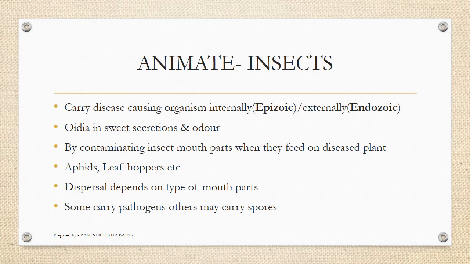And the dispersal by the insects will also depend upon the type of mouth parts they have. For example, mouth parts are classified into different types, like piercing mouth parts, sucking mouth parts, chewing mouth parts. For example, if the pathogen is present below a surface, then the piercing mouth parts of an insect can carry the disease causing pathogen, and some insects can carry the pathogen, some carry their spores, or some of them also carry both of them.